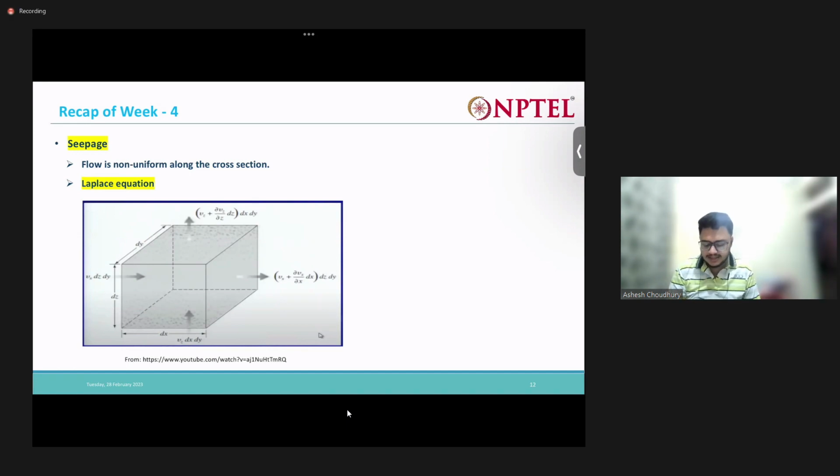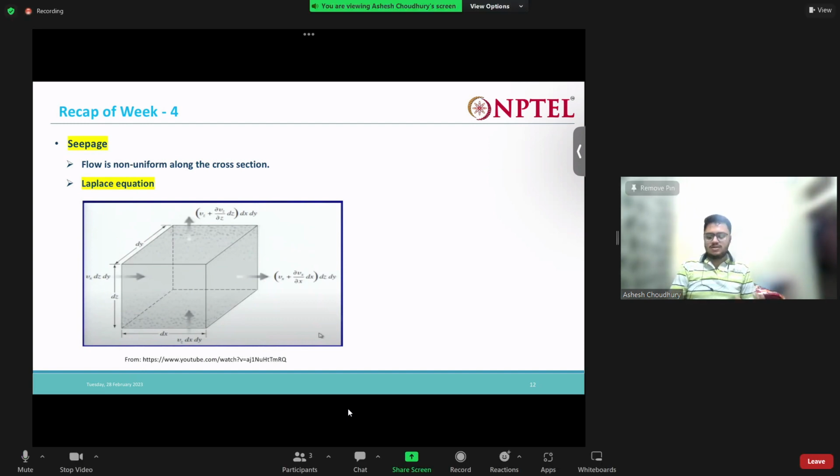So the length, you can see the length, width and height dx, dy and dz. It's very small. So it's d. We are writing dx, dy, dz means it is very small. So a very tiny section of soil, a 3D soil section, we have taken. We have zoomed it and we are representing this one. So this is my soil block.